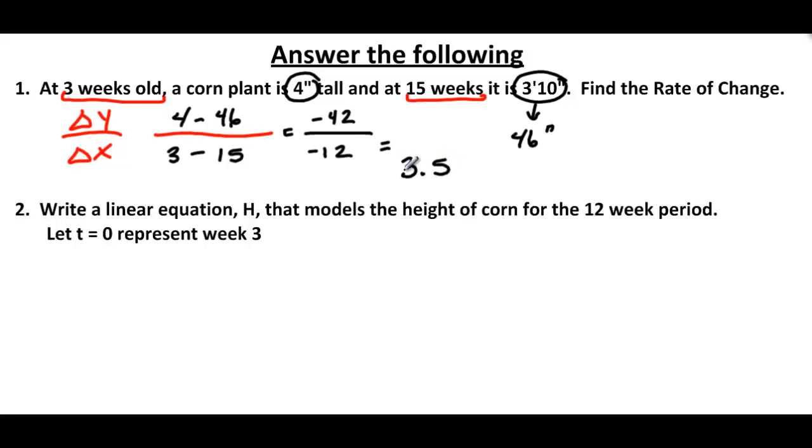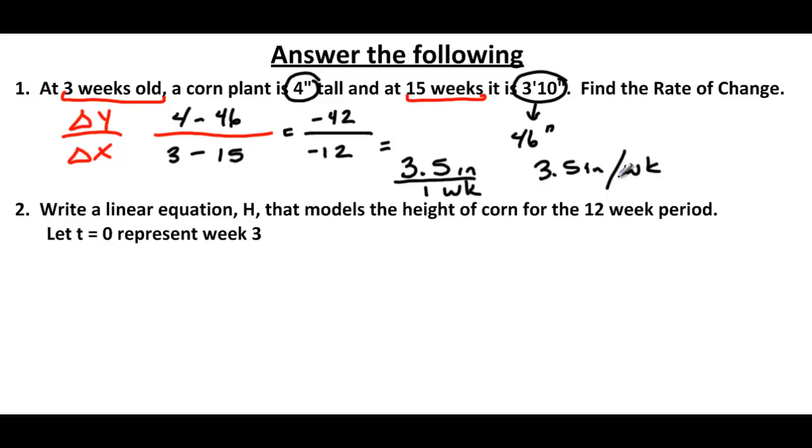And what that tells me is 3.5, and remember my numerator is inches, over 1 week. Whenever you do rate of change, you always want the denominator to be a 1. This will sometimes be written as 3.5 inches per week. We like the denominator to be just the unit. So how can we now use this to write a linear equation?